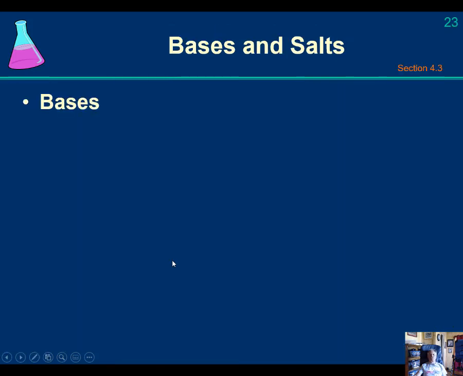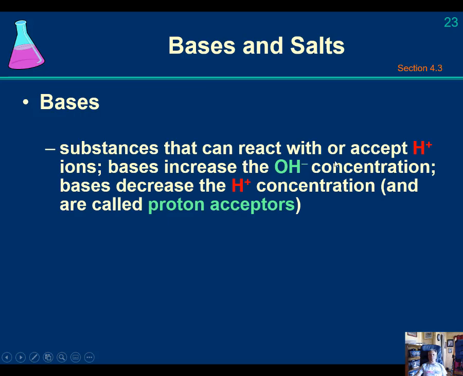Bases and salts. Bases. Here we go with bases. Well, bases are metal hydroxides, so substances that can react with or accept hydrogen ions. Bases increase the hydroxide ion concentration. Bases decrease the hydrogen ion concentration. We call them proton acceptors. So just like acids are proton donors, bases are proton acceptors. They decrease the concentration of hydrogen ion.